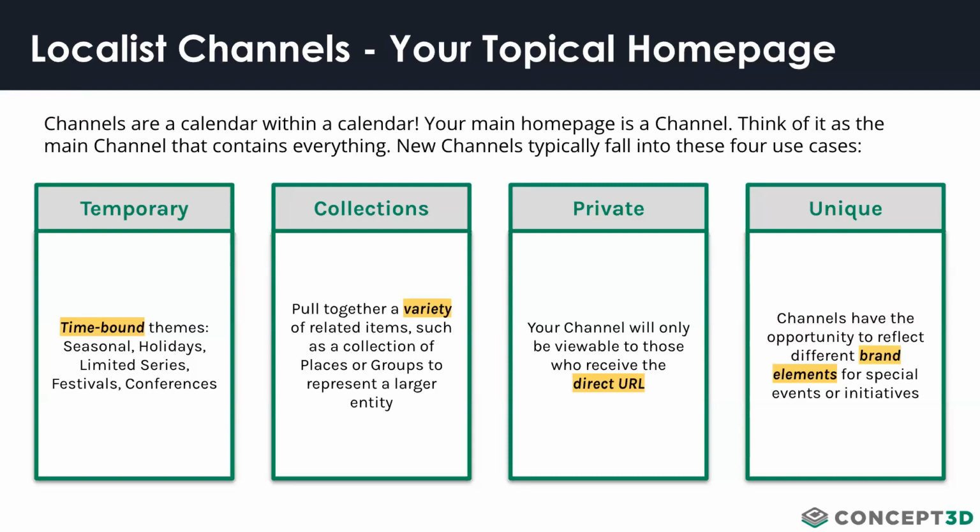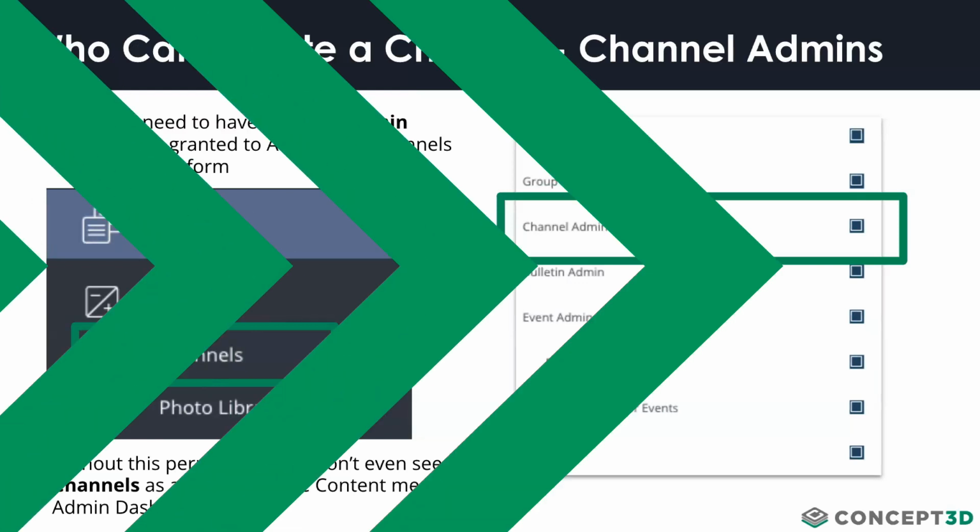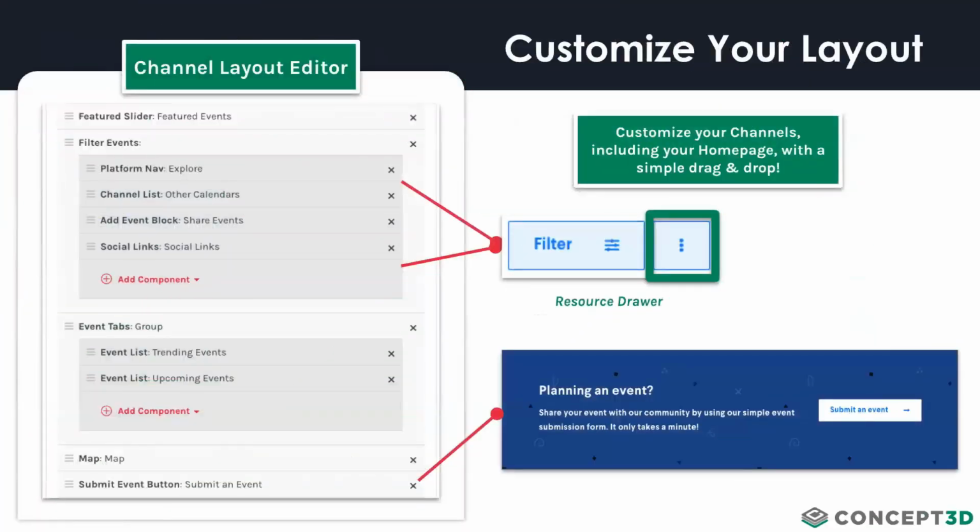So in order to add, edit, or remove a channel, you're going to need to be granted channel admin permissions. Now, if you're in the admin dash, you can click content, but if you do not see channels listed, it's very likely you do not have channel admin access and should contact your organization's calendar team to have your permissions escalated.